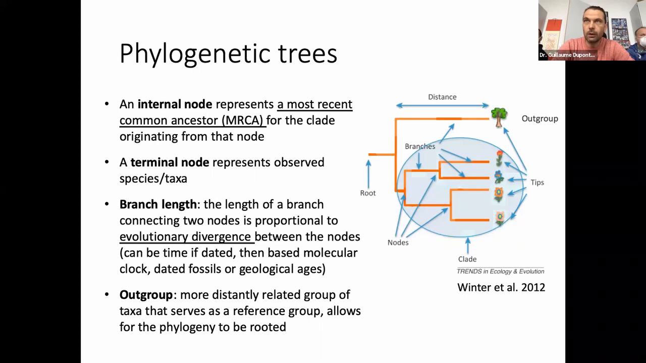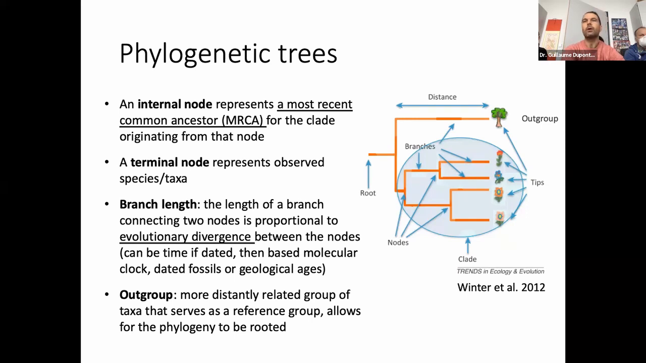There's an outgroup. So outgroups are more distantly related taxa, and they allow us to root a phylogeny, so to really see the relationships.